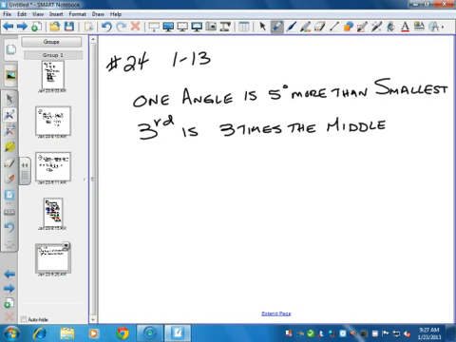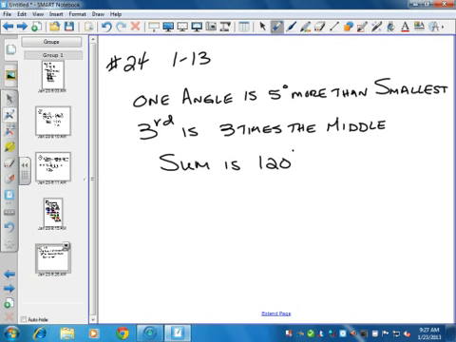If it would have actually been in a triangle, how many degrees are in a triangle? Oh, not 180. Exactly. This one must not be in a triangle, though, because the sum is 120. We want to find each angle.